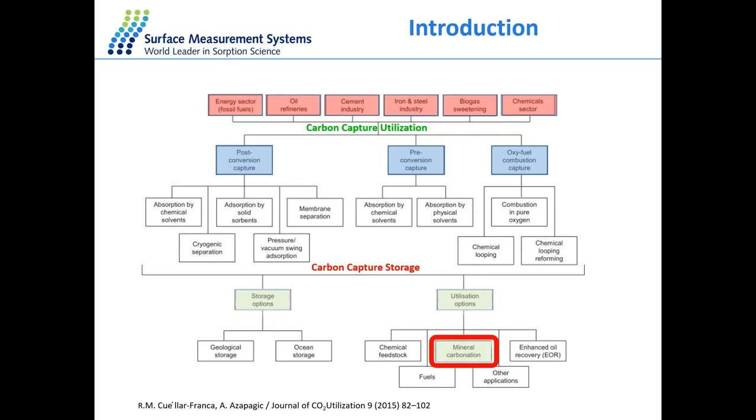Now there are two main capture methods. One is carbon capture utilization, and the other is carbon capture storage, to reduce the CO2 in the atmosphere. Today, we are going to focus mainly on carbon capture storage, and in particular on mineral carbonation, which is very important. The other storage option is geological storage.